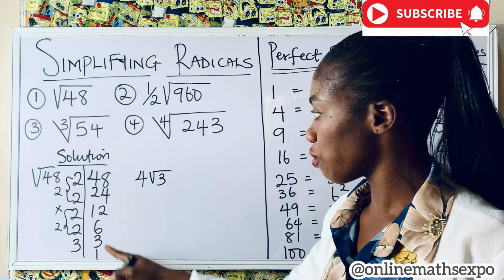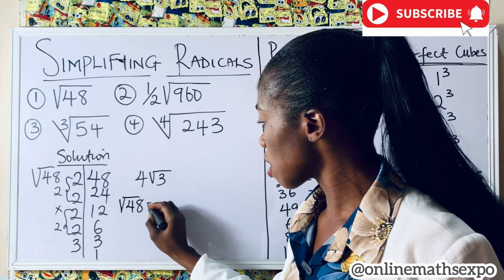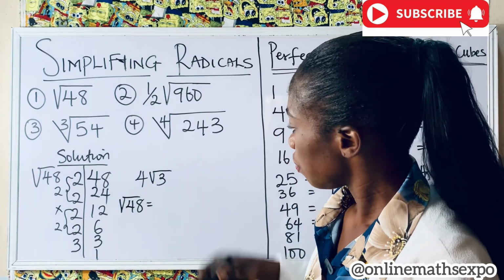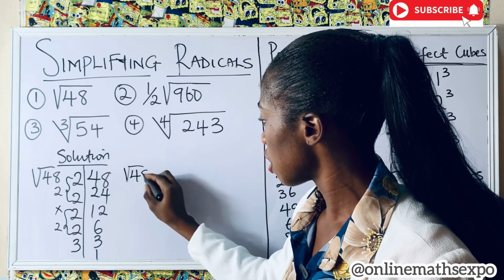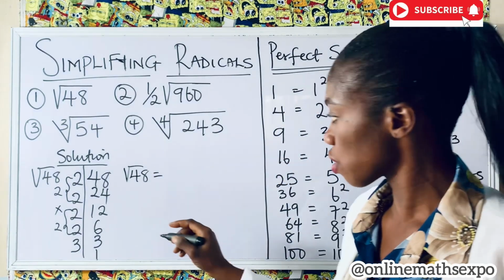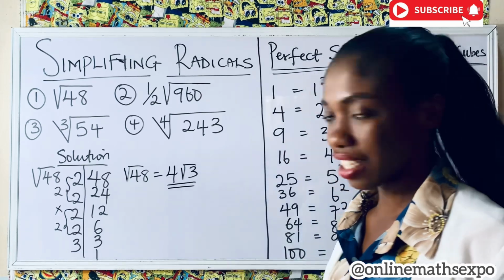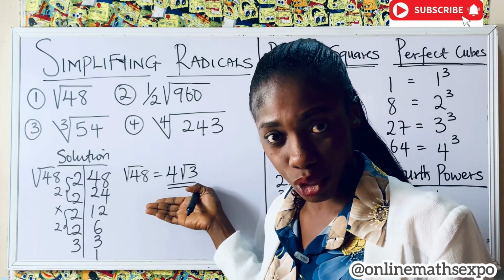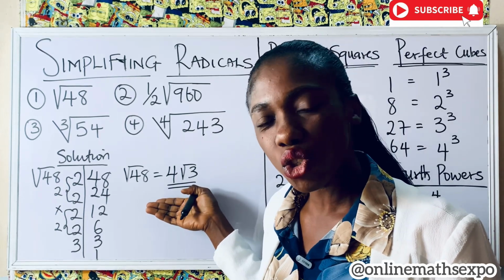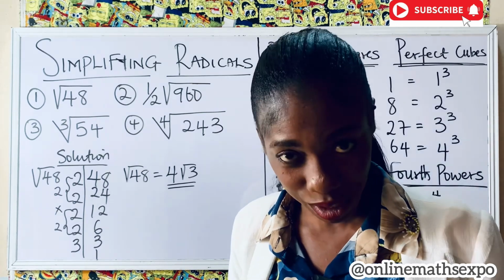This means that if you are to simplify root 48, this will simply give us 4 root 3 as an answer. This method is the prime factorization method. Now I'm going to show you another method, which in that method we make use of perfect squares.